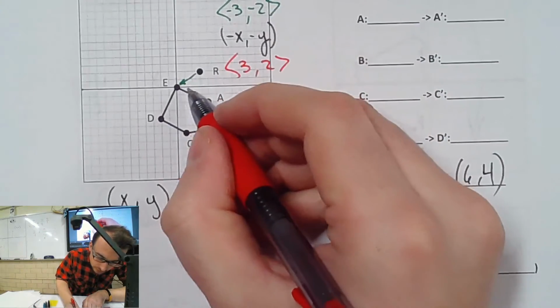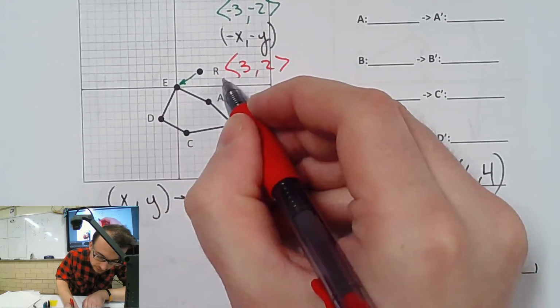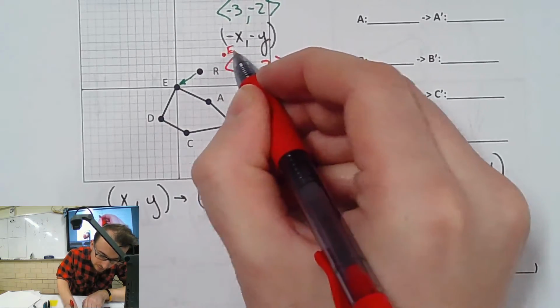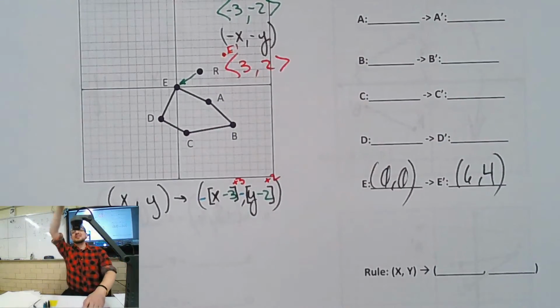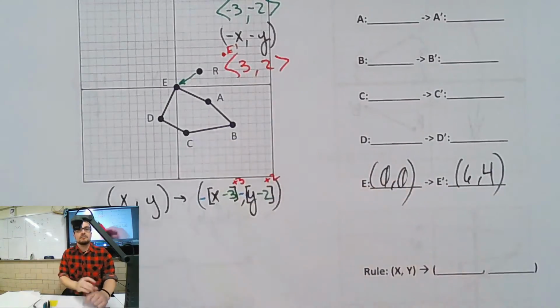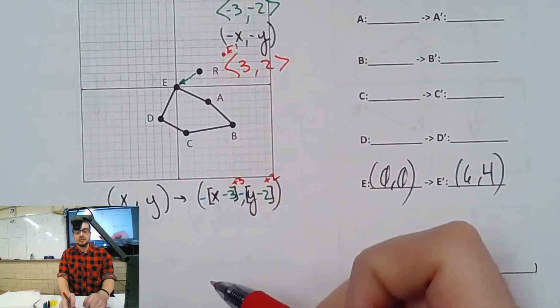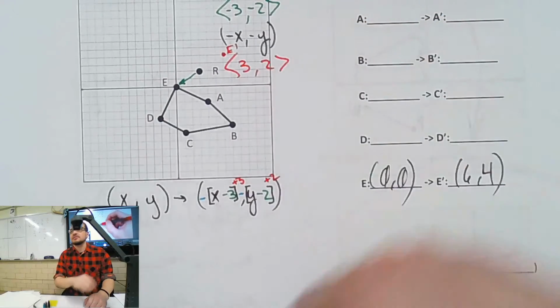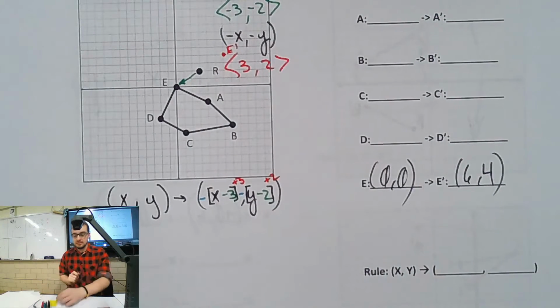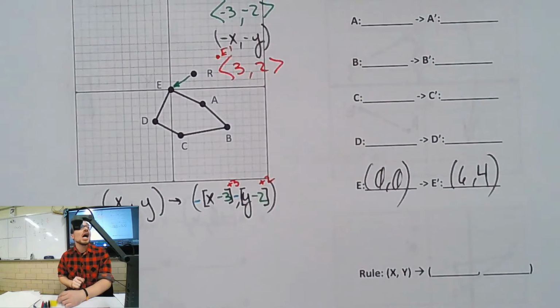Which is how tall I am. 1, 2, 3, 4, 5, 6. 1, 2, 3. There's E prime. Do that to all your points and then connect the dots and make it look like that. Make sure E is connected to D and A. Don't connect like this. How you feel? Okay? Yeah.